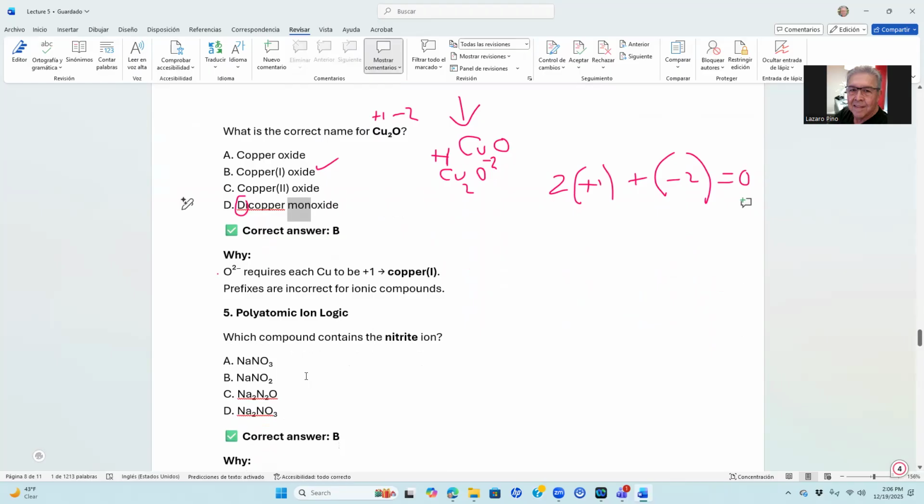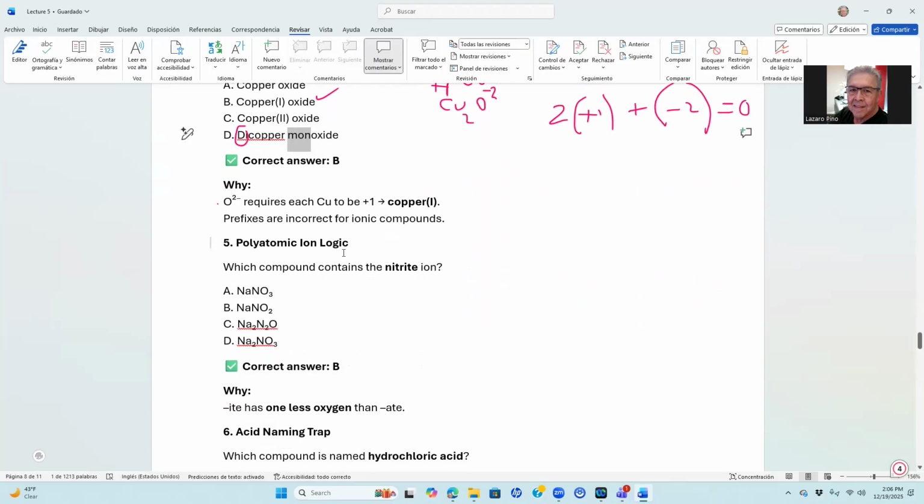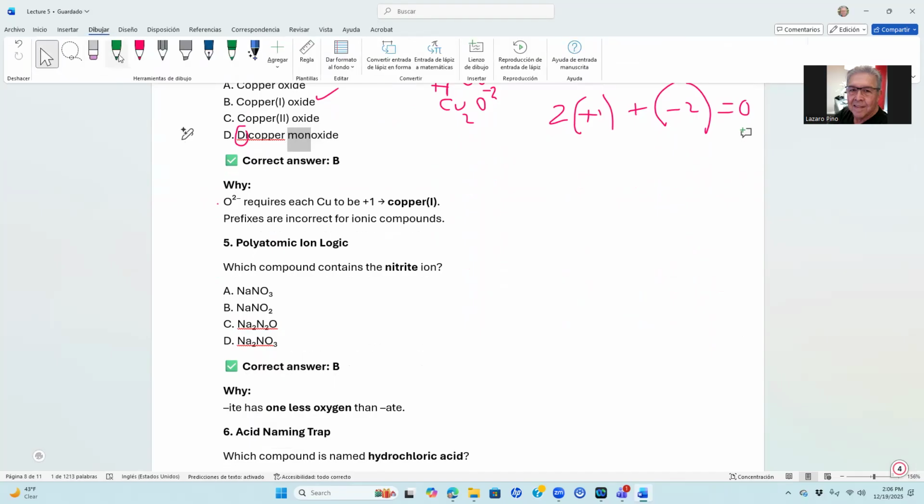Let's go to the polyatomic ion logic. Which compound contains nitrate? NO3 is nitrate, sorry, not nitride. And nitrite is NO2 negative 1. This is nitrite.